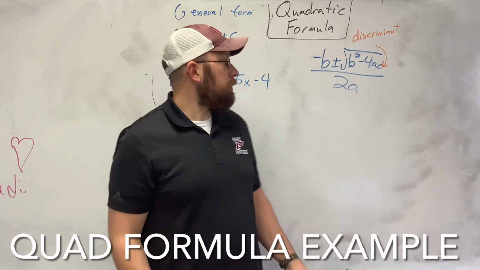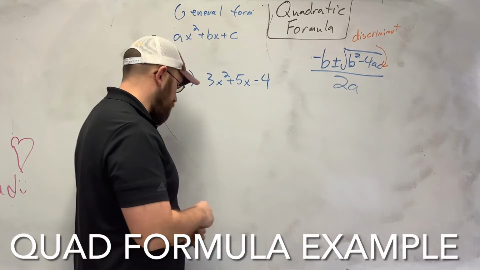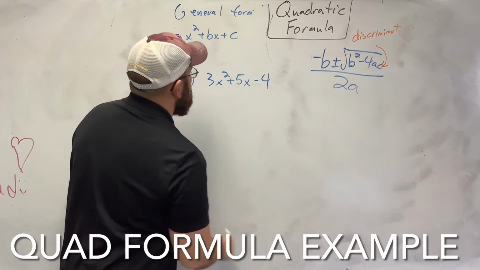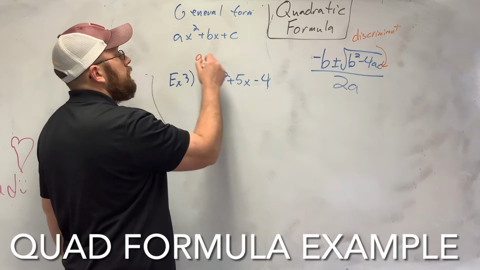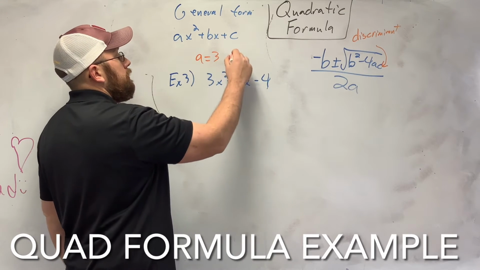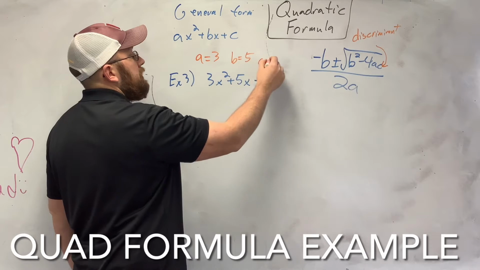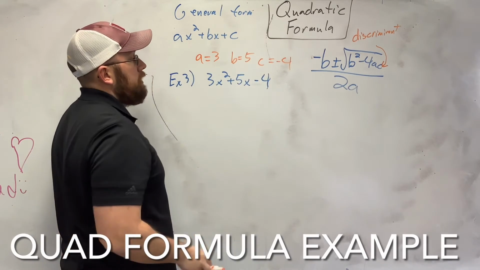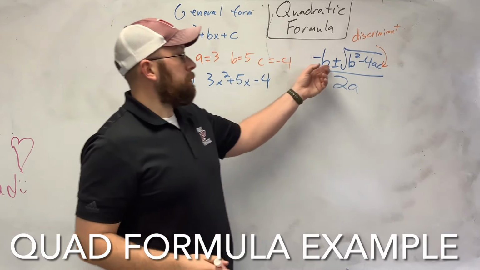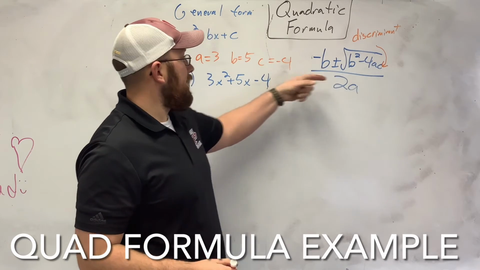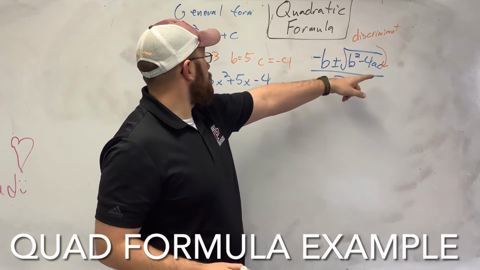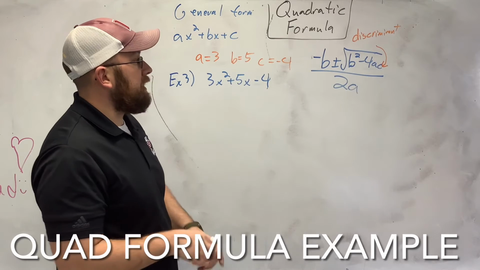All right, the first one we're going to start with is the one we just did to show the a, b, and c. I already moved it though, so my a is 3, my b is 5, and my c is negative 4. So wherever I see a b in here, I'm going to plug in a 5. Wherever I see an a, I'm going to plug in a 3. And wherever I see a c, I'm going to plug in a negative 4.